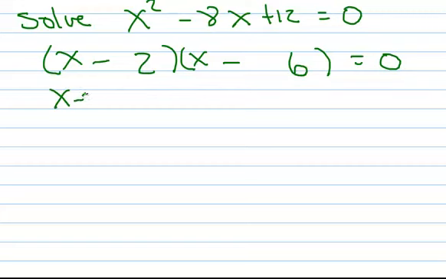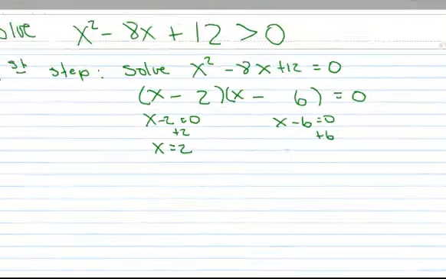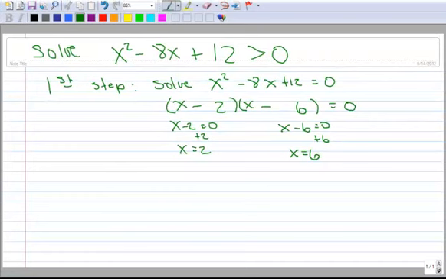Then I set each one of the factors equal to 0 and solve. Adding 2 to both sides of this one, I get x equals 2. Adding 6 to both sides of this one, I get x equals 6.